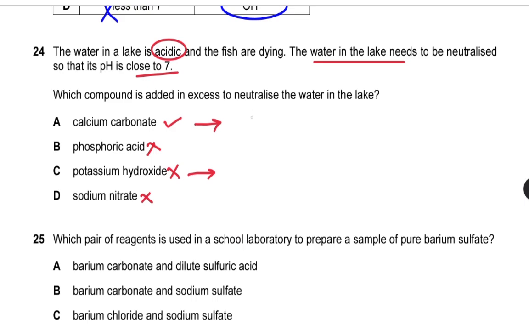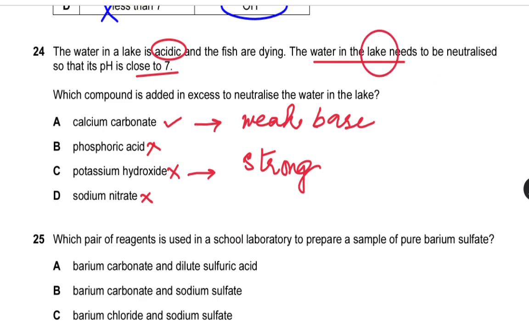First of all, you must know that calcium carbonate is a weak base, and it neutralizes slowly, with controlled neutralization, whereas potassium hydroxide is a strong base and reacts very rapidly and violently with acids, which can cause sudden pH spikes that are harmful for the aquatic life in the lake. Basically, we are neutralizing the water, but they are affecting the aquatic life. So because of this strong base, potassium hydroxide is not used.